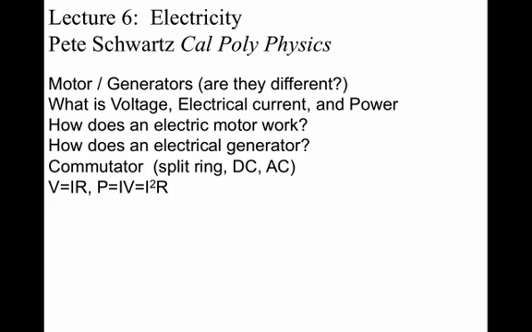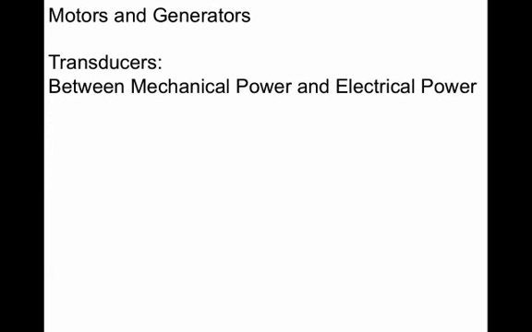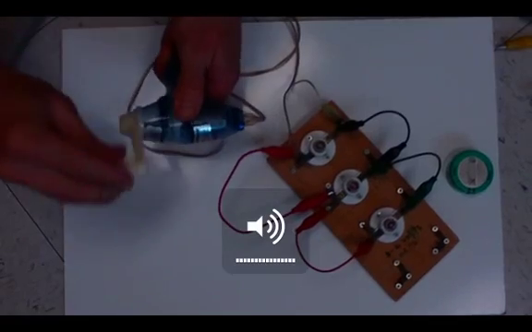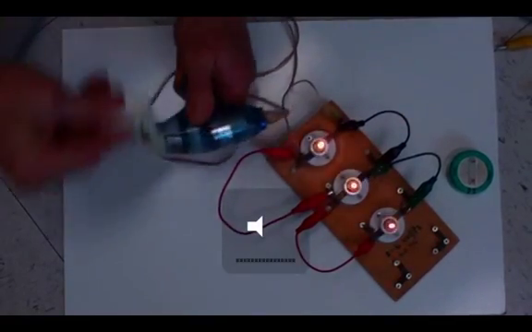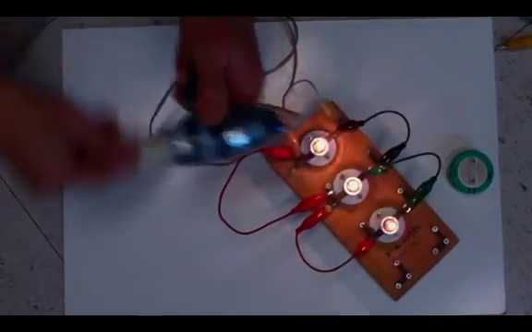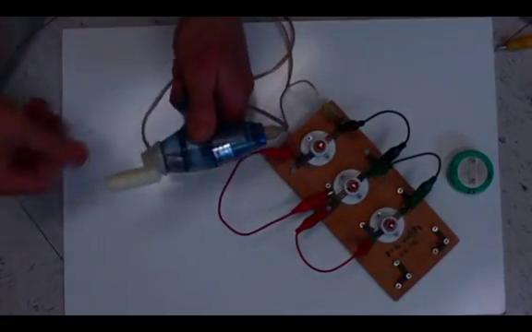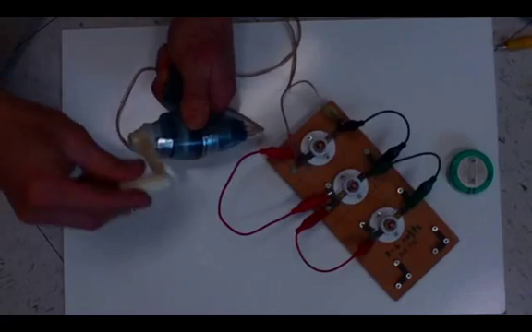Let's talk about electricity, motors, and generators. So motors and generators are transducers. Transducers convert one thing to another. They're transducers between mechanical power and electrical power. So I'm putting mechanical power in. You can see the work I'm pushing on the lever, and I'm getting electrical power out.